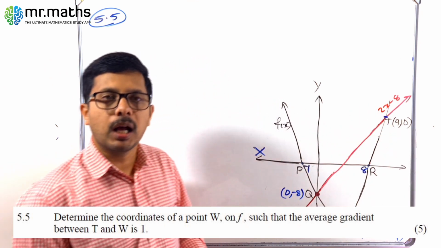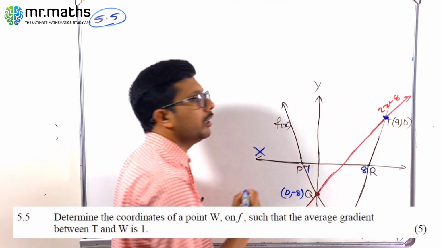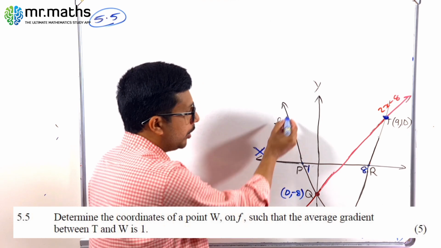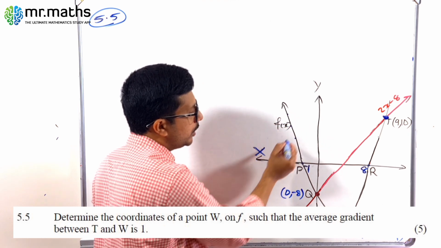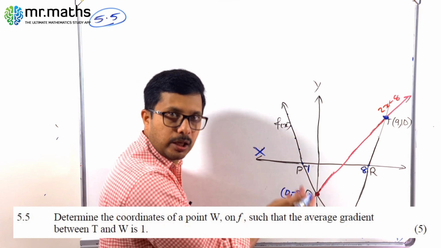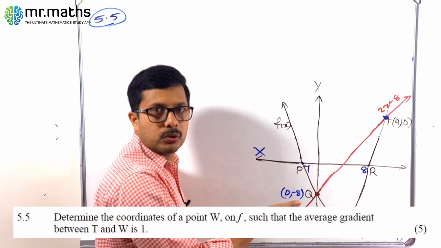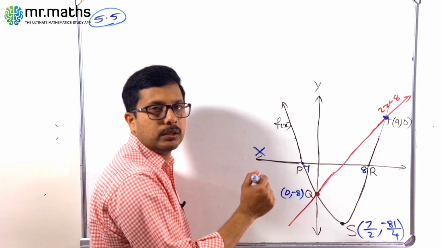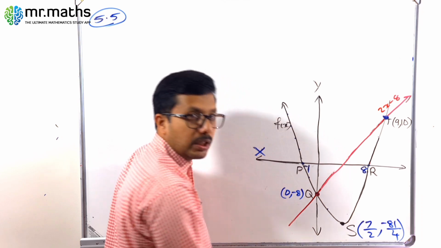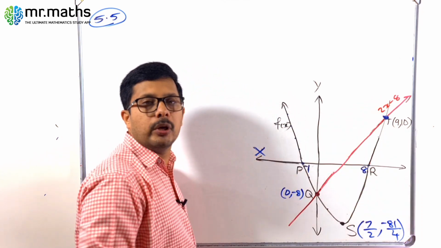They are saying that the average gradient between T and that point W, we don't know where that point is. Maybe it is here, maybe it is here, or maybe it is the same point as P. We can call the same point as P as W also, because that is also a point on that graph. Anyway, somewhere on the graph there is a point W.